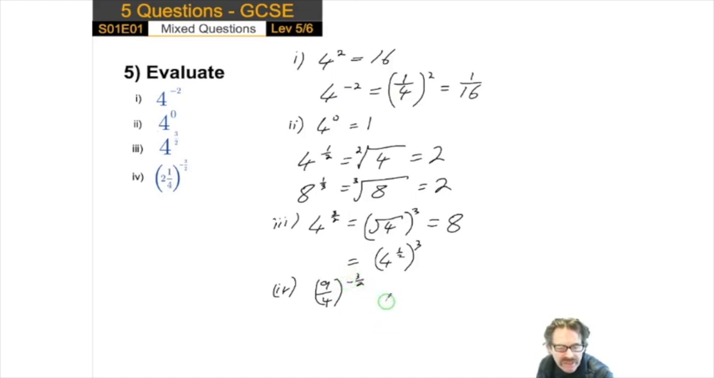Now we've got this minus, so we're going to take the reciprocal. When we take the reciprocal of a fraction, we just flip it. So that's going to give me 4 over 9 to the power of 3 over 2. So now we've got exactly the same as we had before, 3 over 2, so we're going to find the square root of 4 over 9 and then cube it. So it's going to be the square root of 4 over 9 cubed. The square root of 4 is 2, the square root of 9 is 3, so it's going to be 2 over 3 cubed, which is going to give me 2 cubed is 8, and 3 cubed is 27.